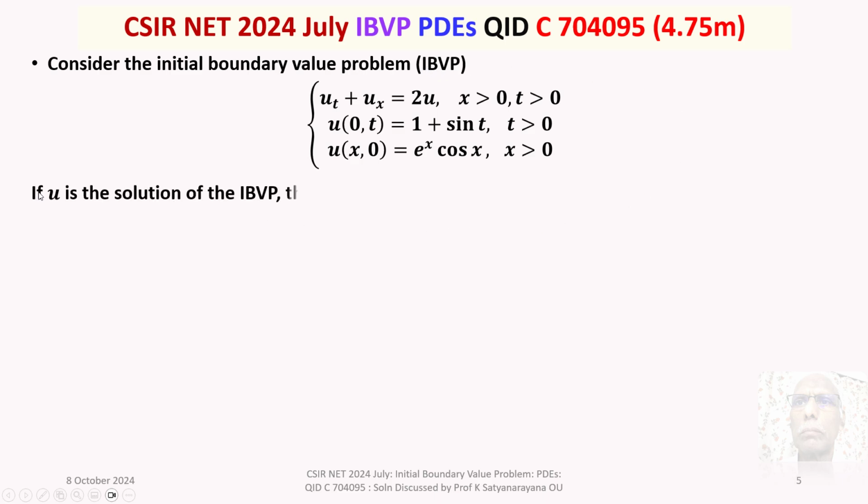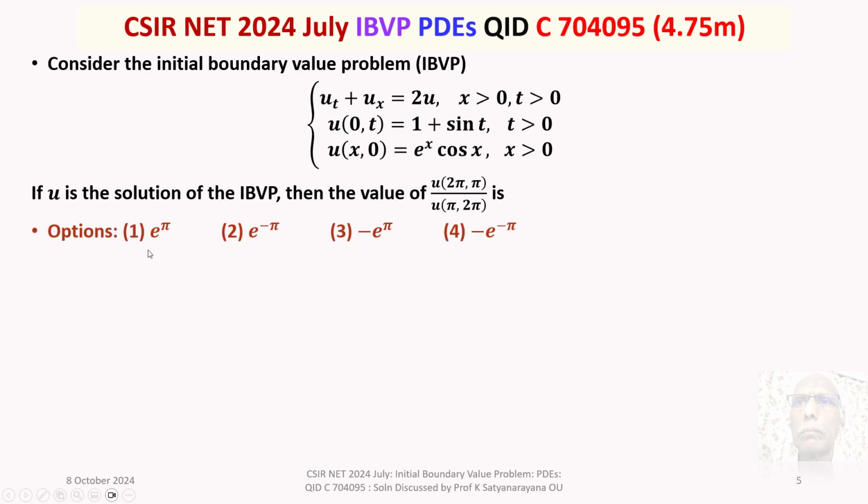Right. If u is the solution of the IBVP, the initial boundary value problem, then the value of u at (2 pi, pi) by u at (pi, 2 pi) is, we are given 4 options. Option 1 e power pi, option 2 e power minus pi, option 3 minus e power pi, option 4 minus e power minus pi. Right. We will now discuss the solution of the problem in detail.